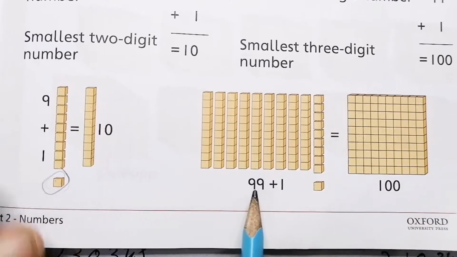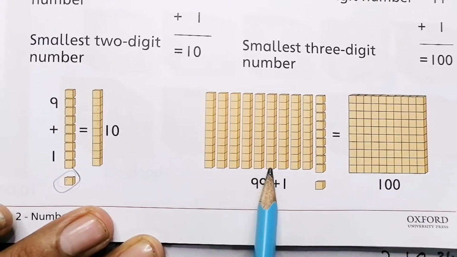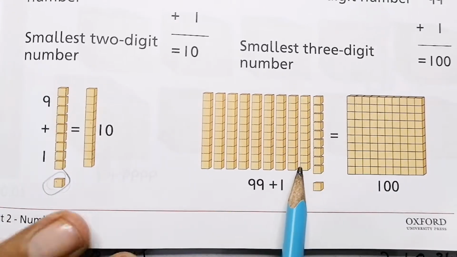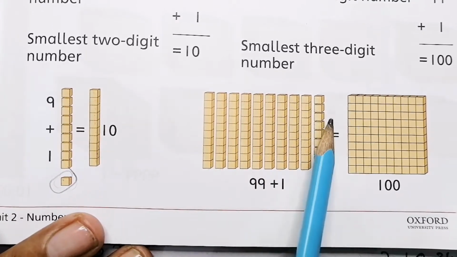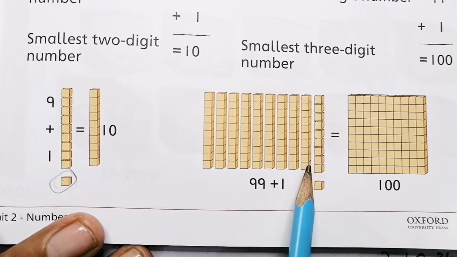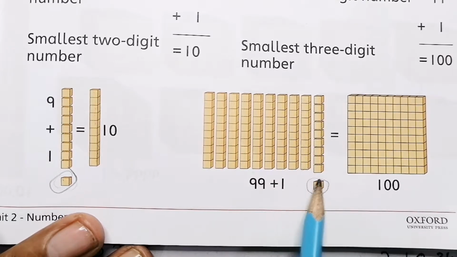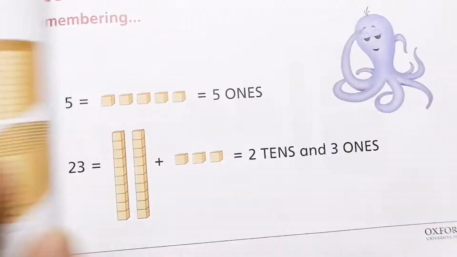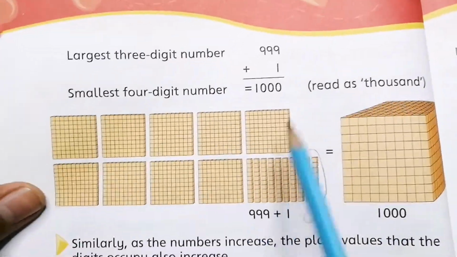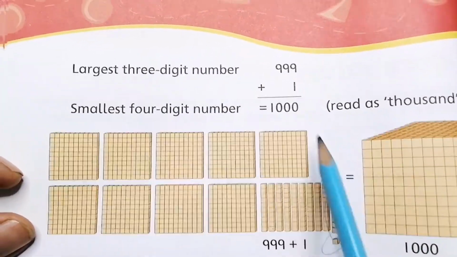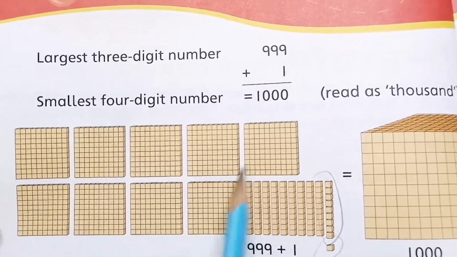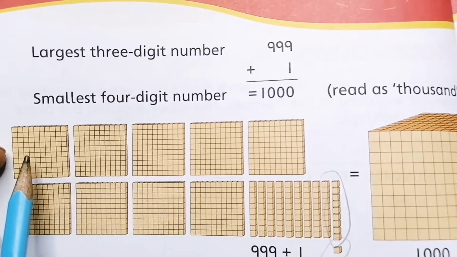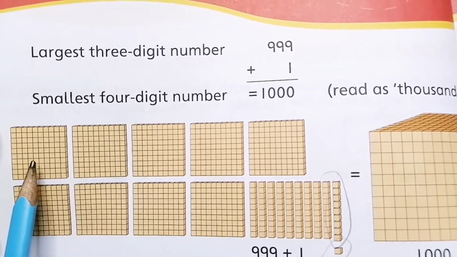Similarly here 1, 2, 3, 4, 5, 6, 7, 8, 9, right? 9 tens are 90, and these are 9 boxes. 90 plus 9 is 99, 99 plus 1, this one will be added and it makes 100. So this is also the same, 999 plus 1. 1, 2, 3, 4, 5, 6, 7, 8, 9, 9 boxes. So each box contains 100 small boxes, right?